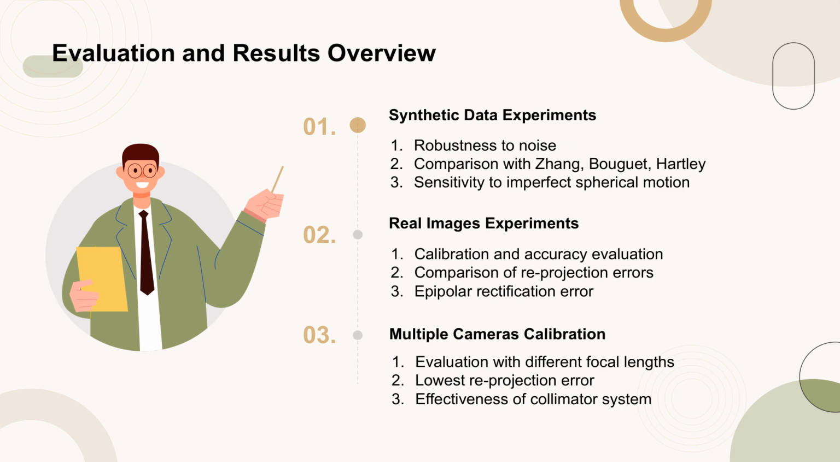In this section, we present the evaluation and results of the proposed algorithm. First, we discuss the synthetic data experiments, where we evaluate the robustness and accuracy of the algorithm against noise and compare it with other methods like Zhang, Baguette, and Hartley. We also examine the sensitivity to imperfect spherical motion. Next, we move to real image experiments, where we assess the calibration accuracy by comparing reprojection errors and evaluating the epipolar rectification error. Finally, we explore the calibration of multiple cameras with different focal lengths using the same collimator system, demonstrating the lowest reprojection error and confirming the effectiveness of the method.